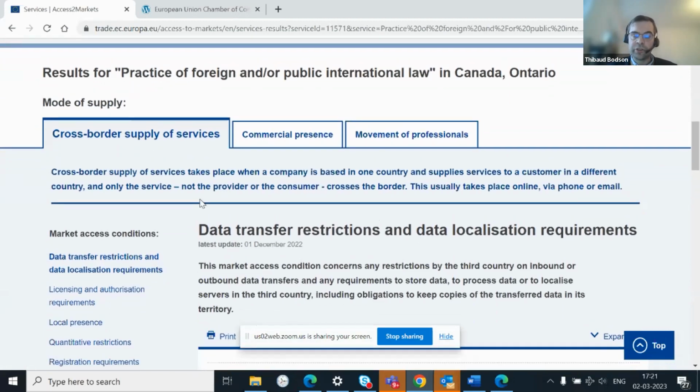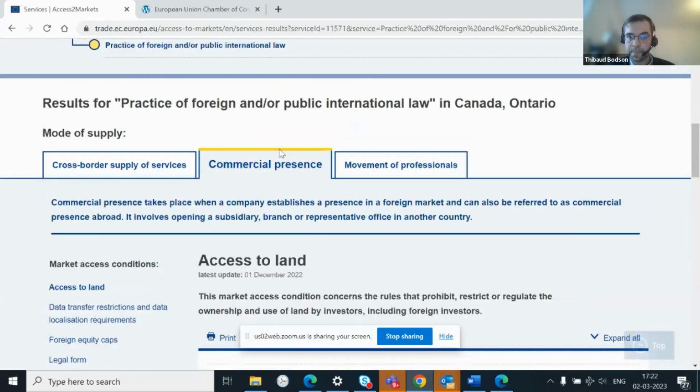The next step for you, and that's something that is specific to service suppliers, is that you will have to select your mode of supply. What does it mean? Well, basically, it means that you have to decide through which way, which mode, you want to export your services. You want to do that cross-border, or you want to do that through a commercial presence, or you want to do that through movement of professionals.